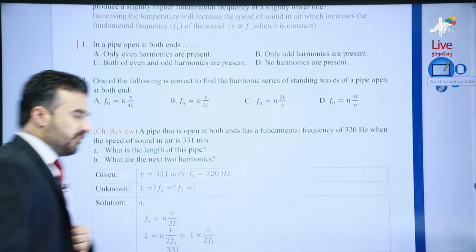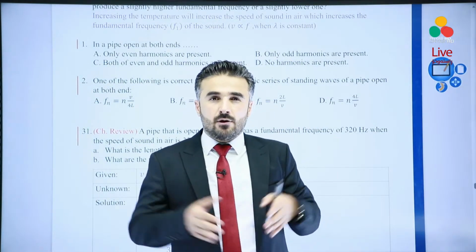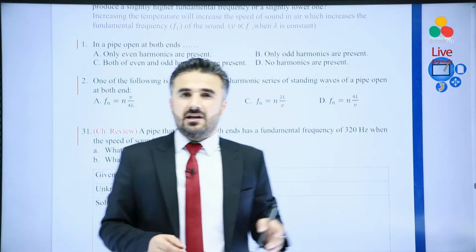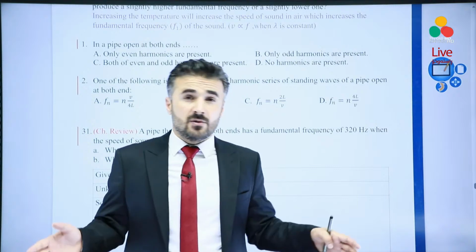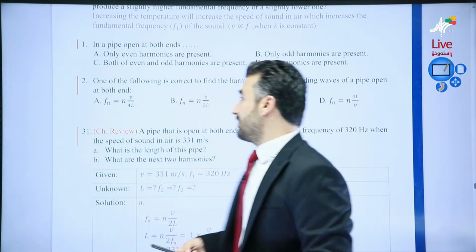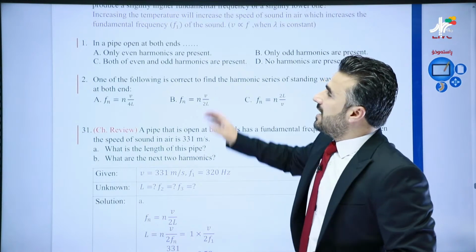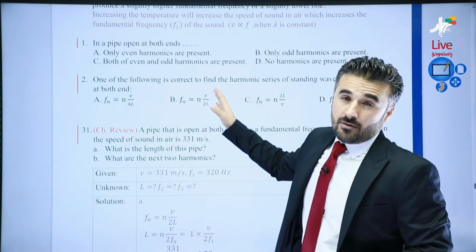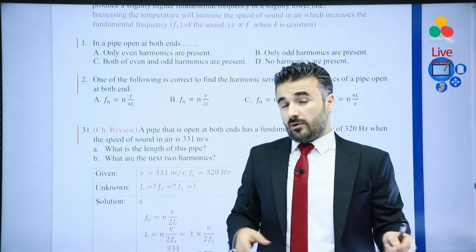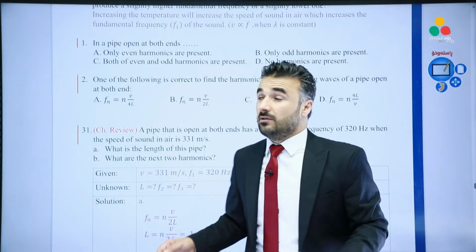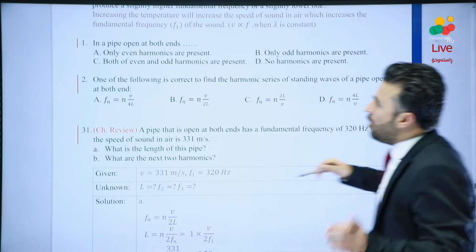Now, take a look at this. So far, we've learned about strings and pipes that are open at both ends. We said that in terms of fundamental frequency there's no difference, and in terms of harmonics or the number of harmonics there's no difference either. So let's answer these questions. It says, in a pipe that is open at both ends. Why are we saying at both ends? Because later on you will see that we'll have a pipe that is open at one end only. So it is very important to notice that it says open at both ends.